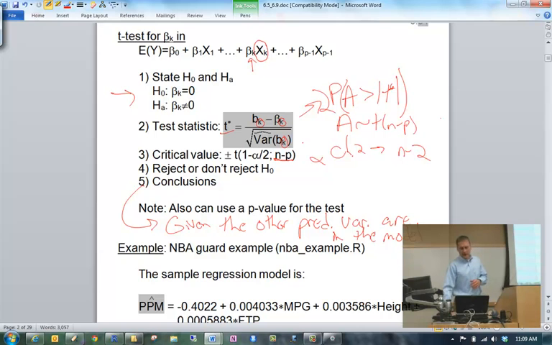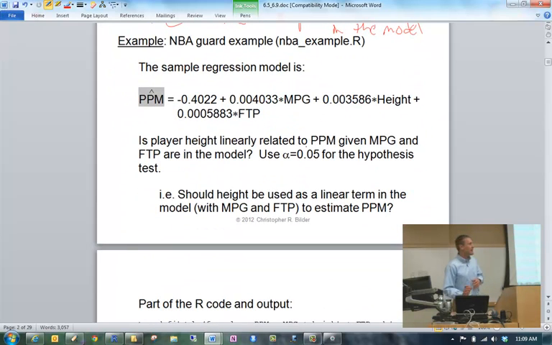Okay, let's take a look at an example. This is the NBA guard data set that was first introduced last time. Here's the sample regression model that we were dealing with. We had minutes per game, height, and free throw percentage in the model. And suppose we're interested in this: is player height linearly related to PPM given MPG and free throw percentage are in the model?